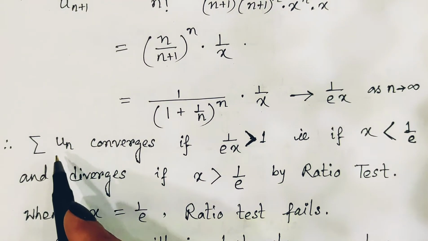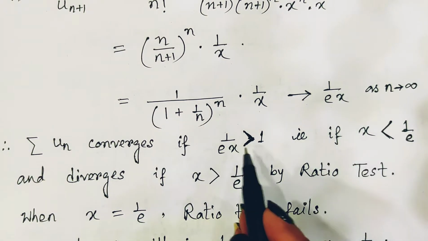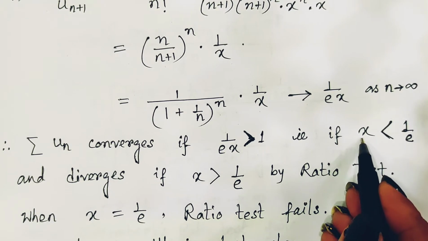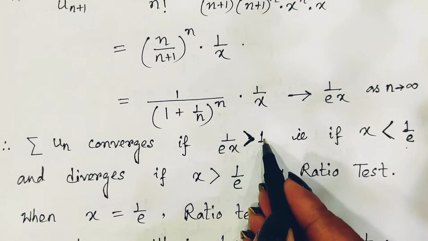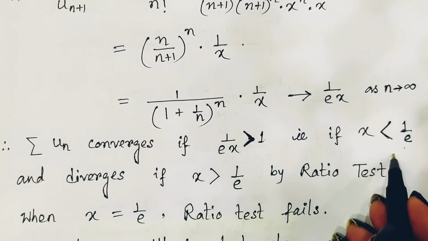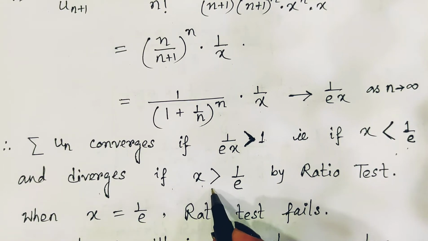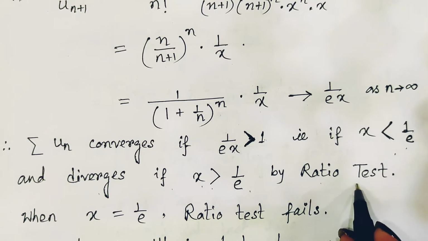Therefore, the given series converges if this 1 by ex is greater than 1, that is, if x is less than 1 by e, and diverges if x is greater than 1 by e. That is what we can say by D'Alembert's ratio test.